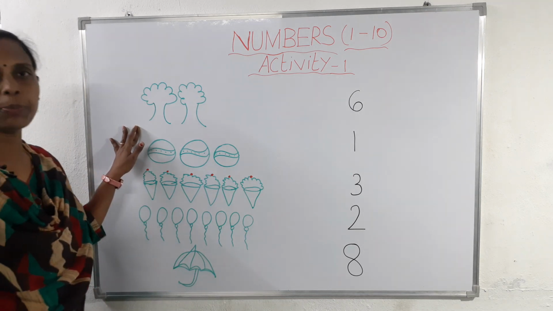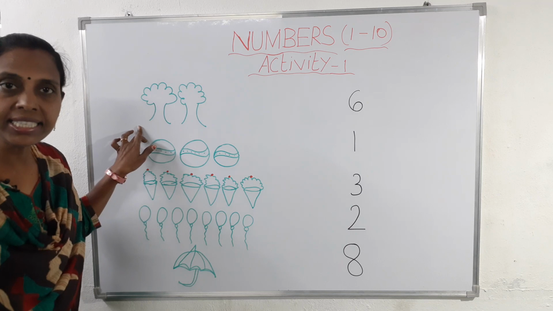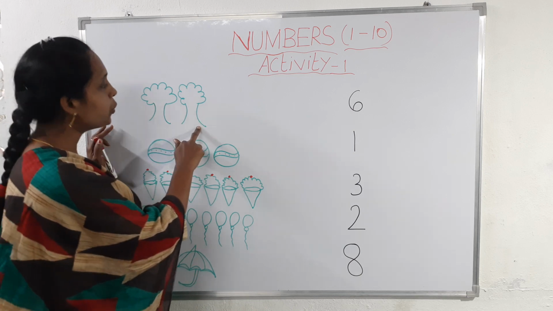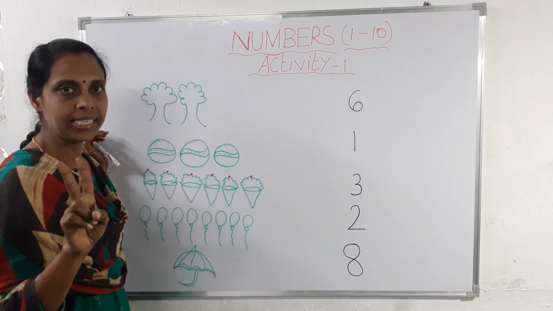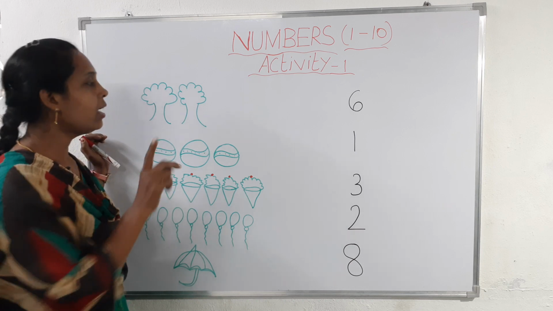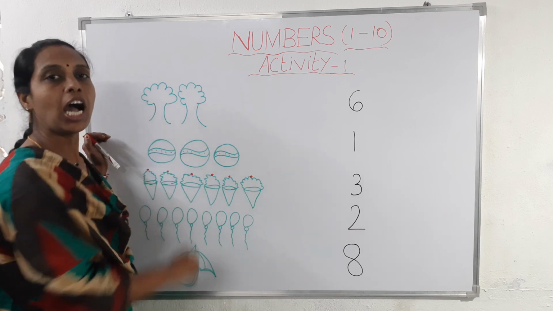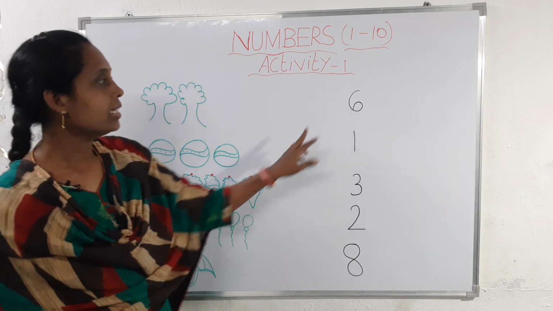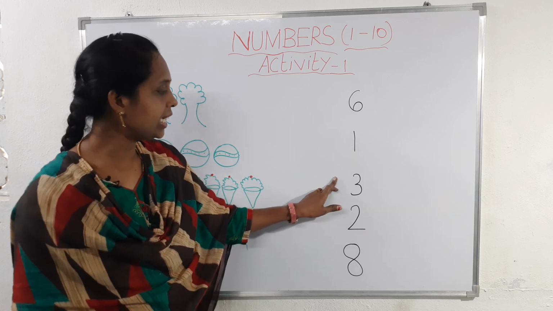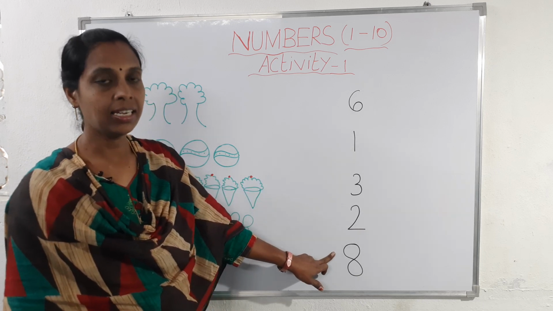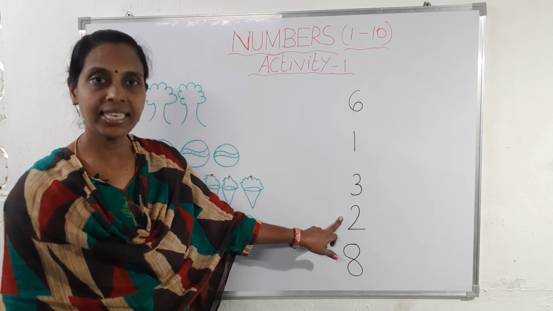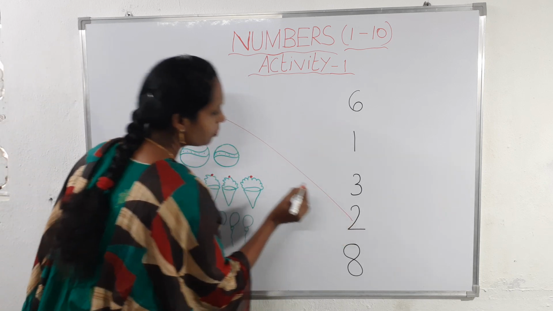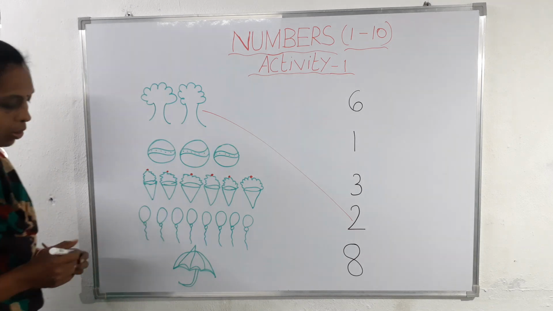See, what is the first picture? Tree. How many trees are there? All of you count along with me. 1, 2. How many trees? 2 trees. All of you read along with me, children. 1, 2. How many trees? 2 trees. Here find out where is the number 2. 6, 1, 3, 2, 8. Where is number 2? Yes, here. Number 2. We can do the matching from 2 trees to 2.